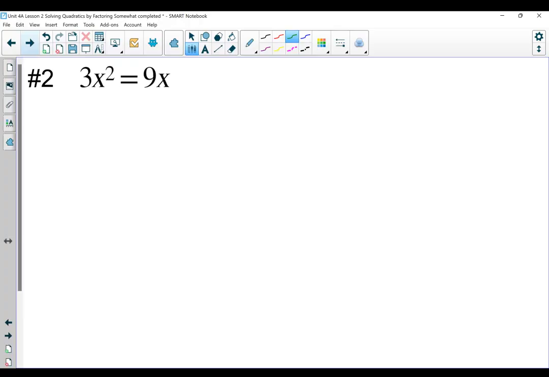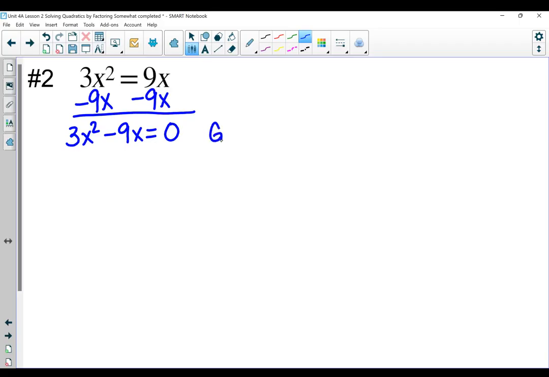Example 2 is not set equal to 0 from the start. I like to keep my x squared positive, so I'm going to move 9x to the left-hand side of the equation by subtracting 9x. Rewriting my equation as 3x squared minus 9x is equal to 0. I do notice a GCF of 3x, so I'm going to take a minute and factor that out, resulting in 3x times x minus 3 equals 0.